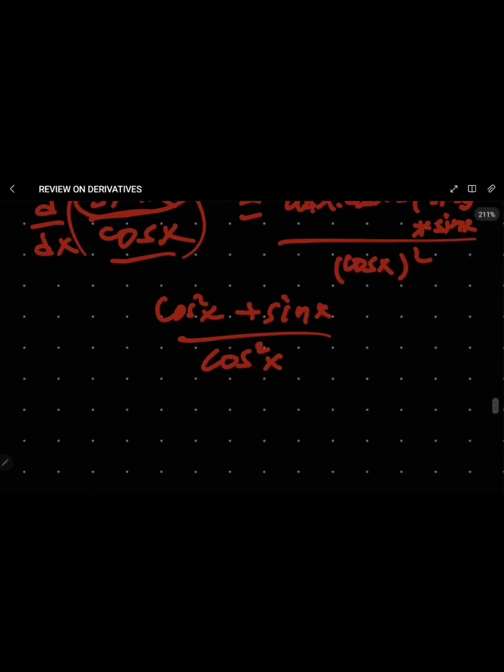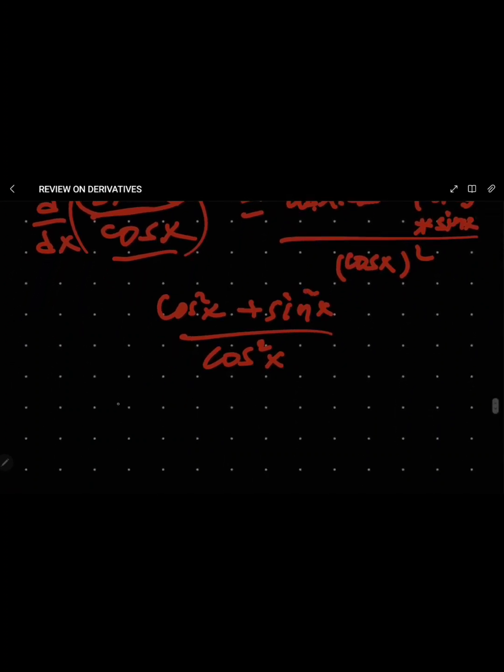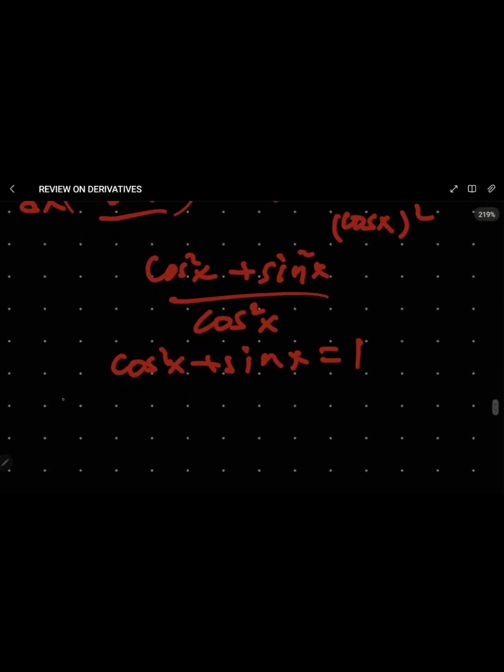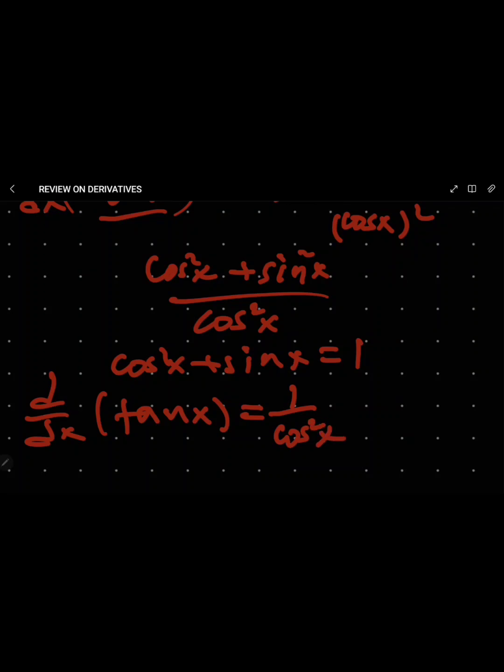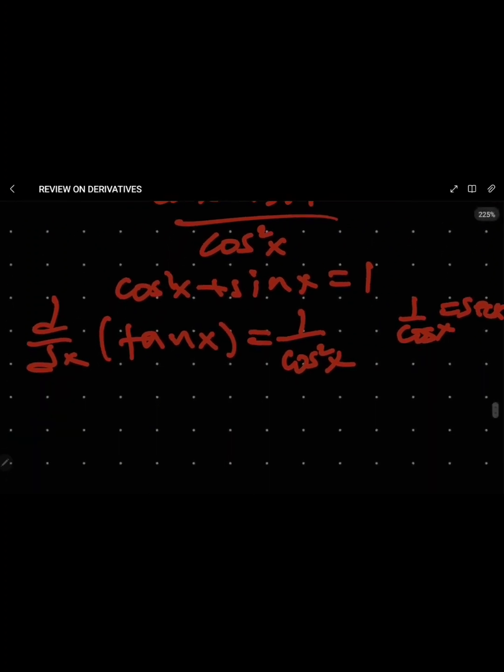So from your trigonometry, cos square x plus sine square x, how much? It is 1, an identity. So the derivative of tan x is cos square x plus sine square x over cos square x. Cos square x plus sine square x is 1, so it is 1 over cos square x. But what is 1 over cos x? It is sec x. So d per dx of tan x is equal to sec square x.